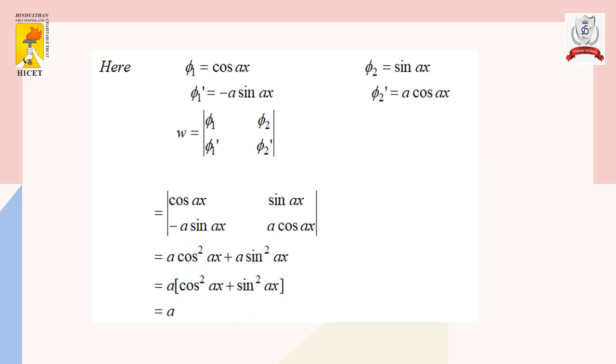Now find the Wronskian. We can consider phi 1 is cos ax and phi 2 is sin ax from the complementary function. So w equals the determinant of phi 1, phi 2, phi 1 dash, phi 2 dash. We substitute the corresponding values and take the determinant. The value of w equals a.